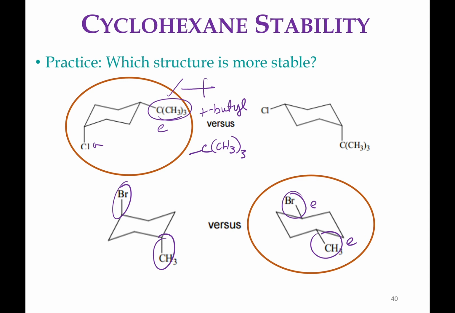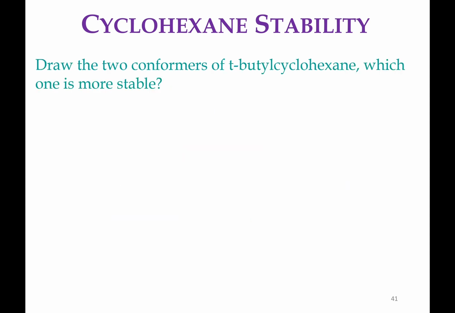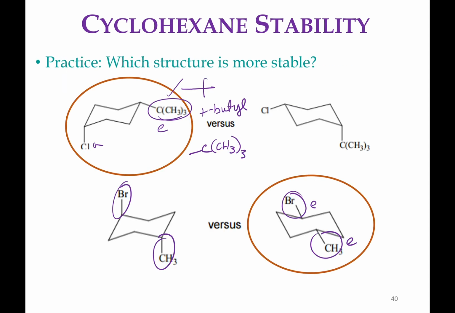Actually, no, we'll talk about cis-trans first, and then I'll go over that. But I have a couple things I want you to do. First, I want you to try this. I want you to draw the two conformations of T-butyl cyclohexane and tell me which one is more stable. So I need you to draw them to the best of your ability using this chair, like we said.